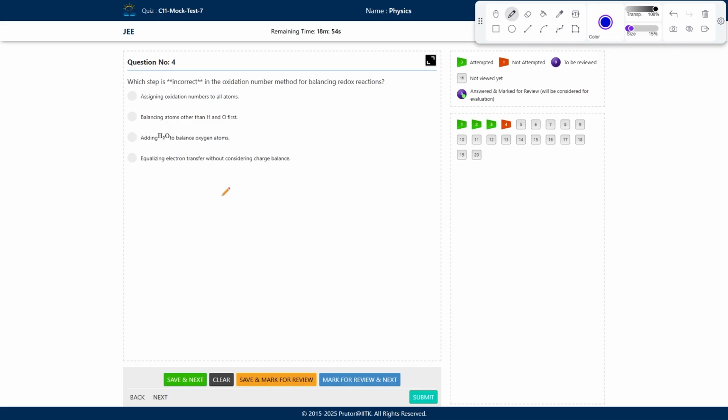Which step is incorrect in the oxidation number method for balancing of redox reactions? So assigning oxidation number to all atoms. So this is true. It's the first step in both the methods, I would say. Next is balancing other atoms other than hydrogen and oxygen. Okay, so this is also correct. You first balance other atoms except hydrogen and oxygen. Then adding H2O to balance oxygen atom. So this is also correct. The last one is incorrect. Equalizing electron transfer without considering the charge balance. So this is the incorrect one.